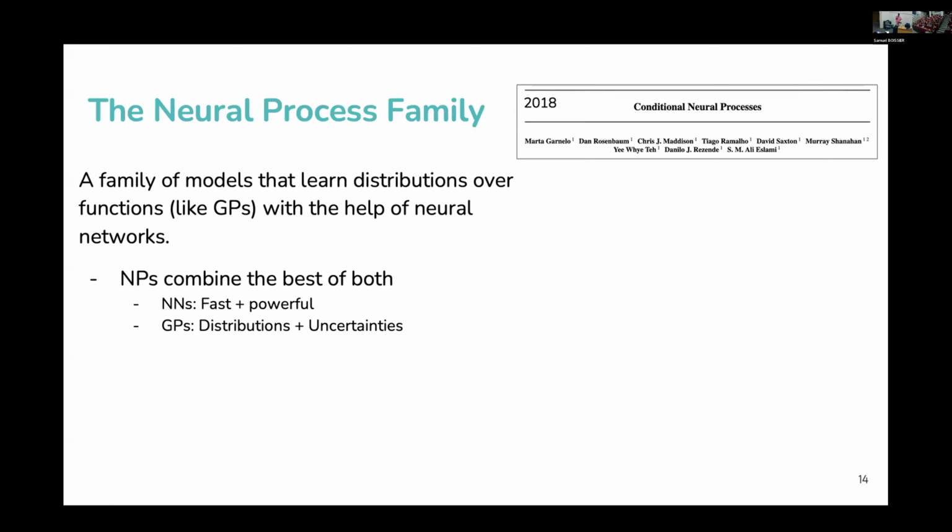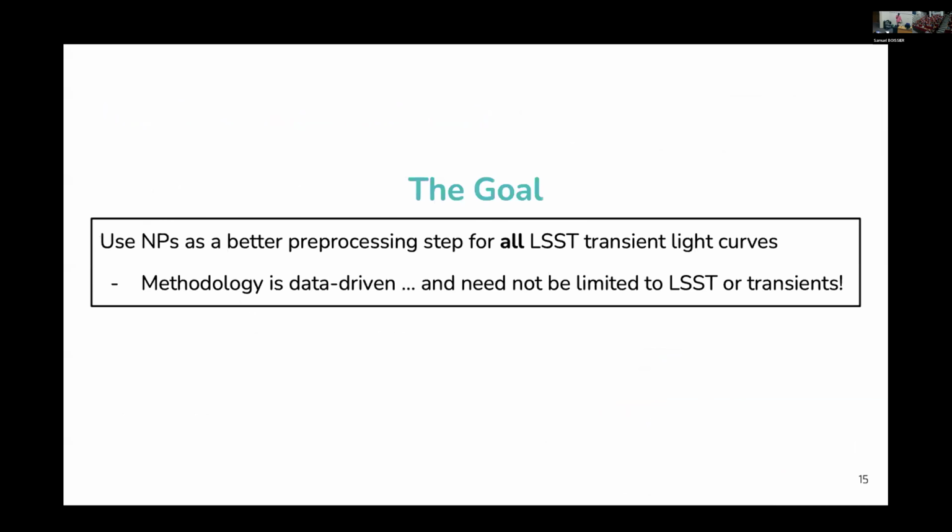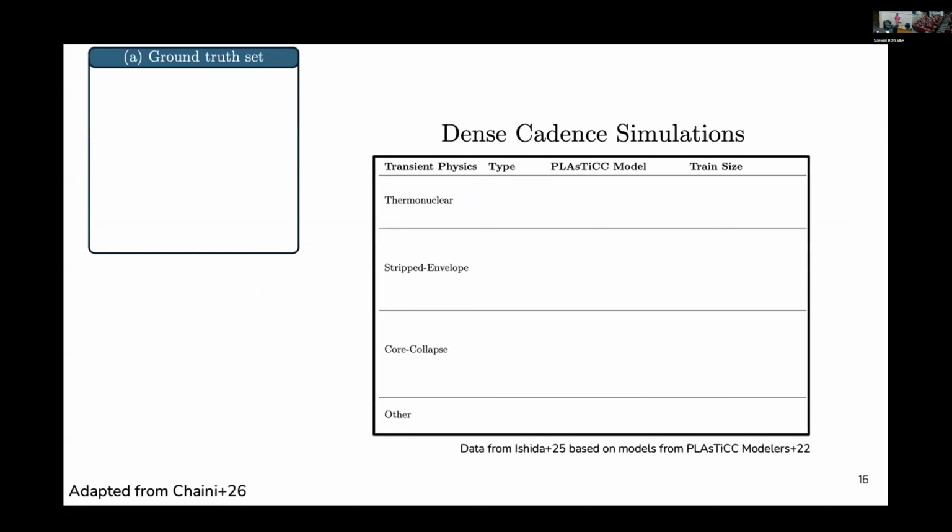They combine the best of both worlds of a neural network and Gaussian processes. Like neural nets, they're fast, but like Gaussian processes, they produce distributions with uncertainties, crucially. And so you can think of them like a Gaussian process where you're learning the kernel with a neural network. My goal has been to use neural processes as a better pre-processing step for all LSST transient light curves. My methodology is data-driven, but it does not need to be limited to LSST nor transients, really.